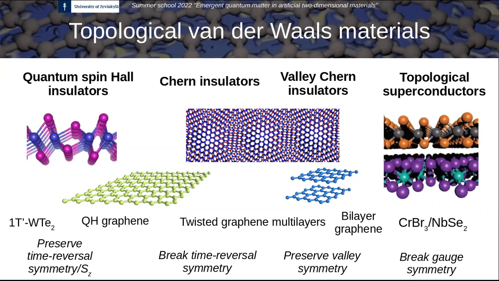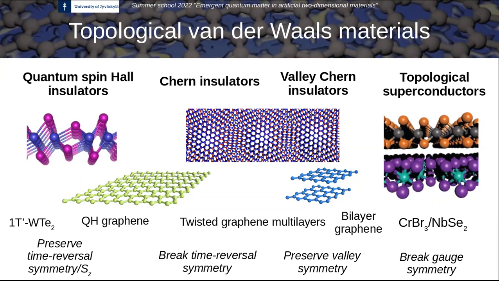Then we are going to discuss valley Chern insulators that are essentially topological states in which your chiral states are protected by valley symmetry, which is not an original symmetry of nature, but it's a symmetry that appears in graphene systems. And it stems from having two different Dirac equations in your electronic spectra. And in particular, we will see how this is realized in bilayer graphene and also other graphene multilayers.